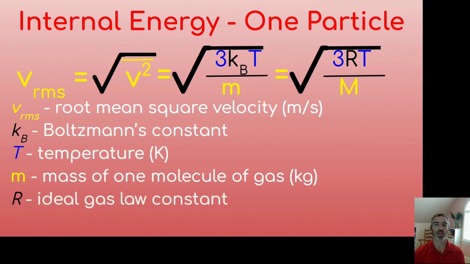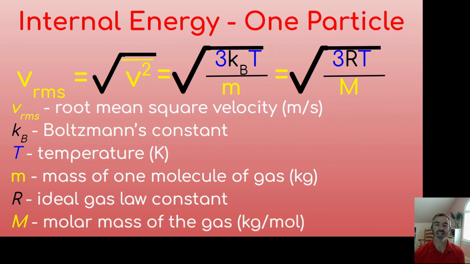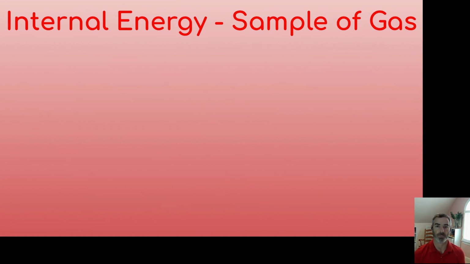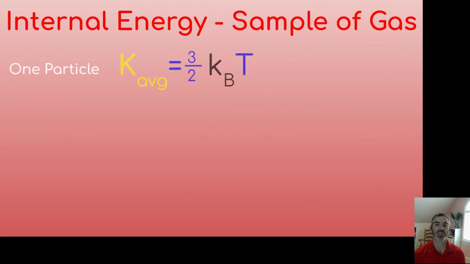R is the ideal gas law constant or universal gas constant, and M is the molar mass, and that's in kilograms per mole. Kilograms per mole is important because the numbers on the periodic table are in grams per mole. So the internal energy for one particle of a gas sample we know is 3/2 kB times T.